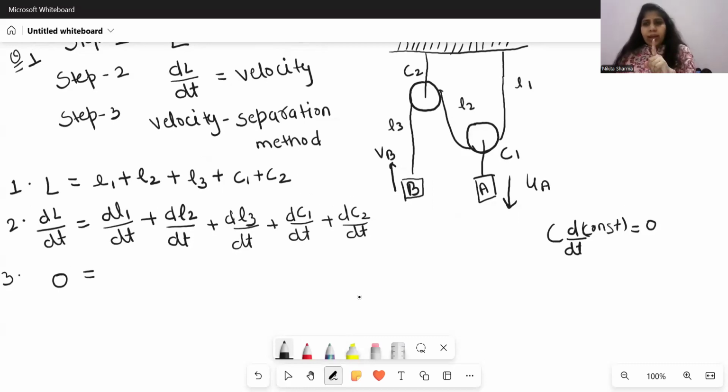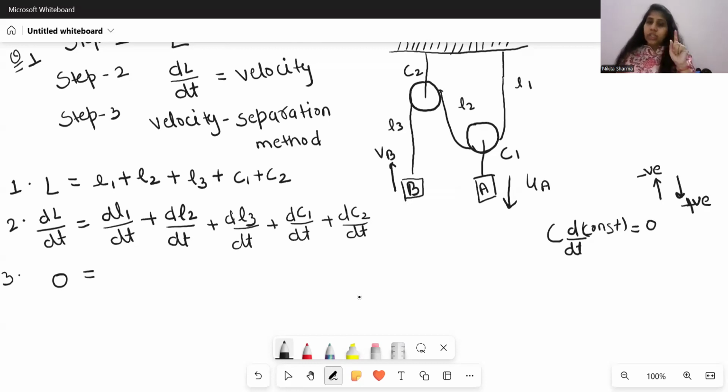Length L1 will be changing when the block A is moving. And A is moving downwards. That means length L1 is associated with the block A. If we take the downward direction as positive, then we will take the upward direction as negative. You can take the vice versa as well. You can take the upward direction positive, then downward will be negative. Any one condition we have to follow. So here I am taking the downward direction positive. That means the upward direction I will have to take as negative.